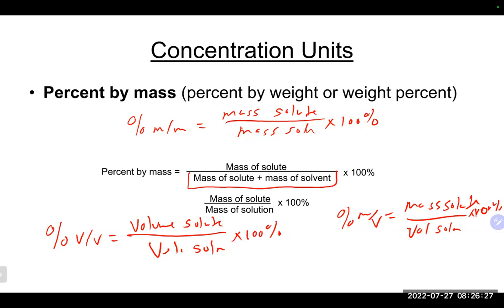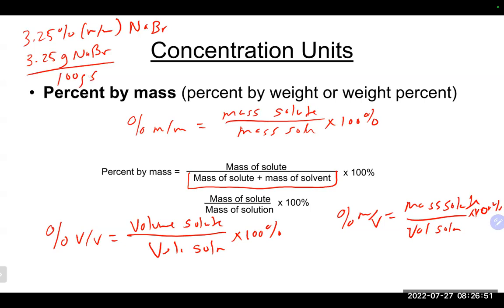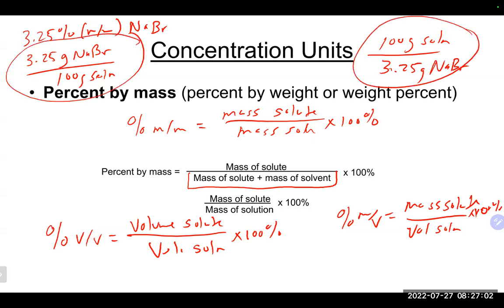And we talked about as well that if you do have the percentage given to you, you can turn it into a conversion factor. Reminder that if you had something like 3.25% by mass sodium bromide, that would be 3.25 grams of sodium bromide over 100 grams of solution. The opposite of that, 100 grams of solution would be 3.25 grams of sodium bromide. So sometimes it's easier to convert the percentage into a conversion factor, do a little dimensional analysis, and solve for what's missing.